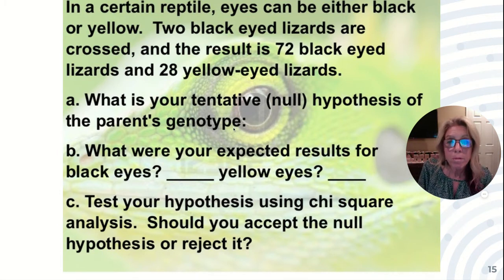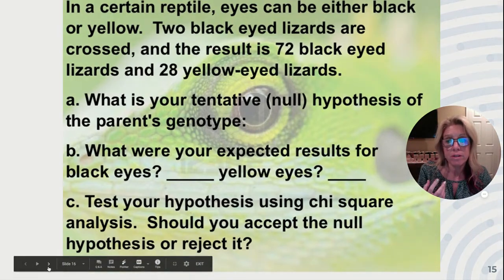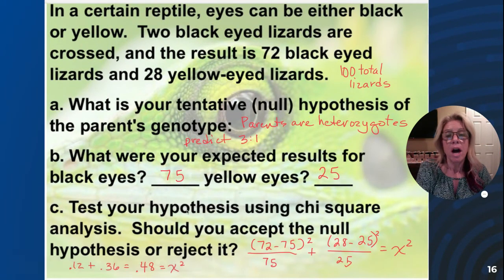So what were my expected results? I made this simple for you. 72 plus 28 is 100. So I would have expected a 3 to 1 ratio, 75 to 25. Now, what did I get? Observed minus expected, right? Calculate your chi-square and see, is this acceptable? Is my null hypothesis still supported? I did the math here for you.